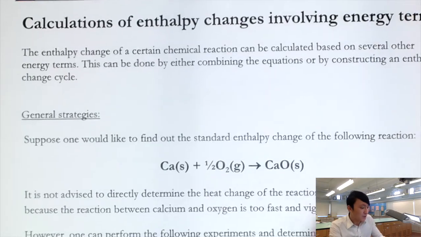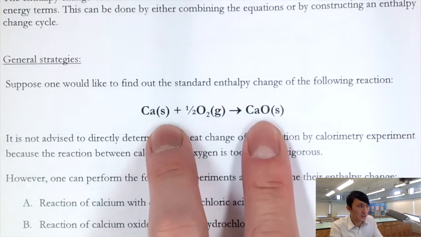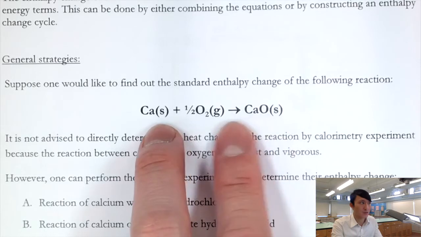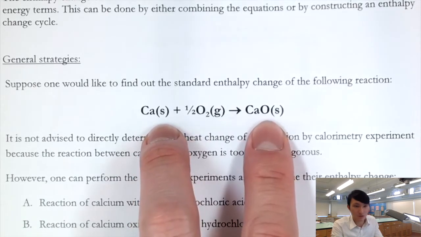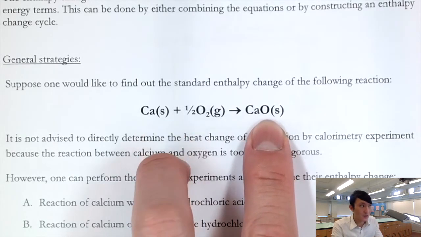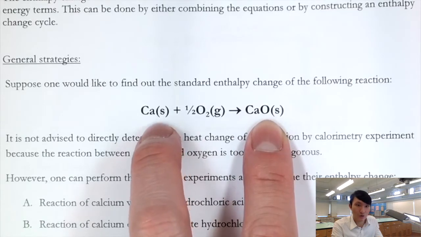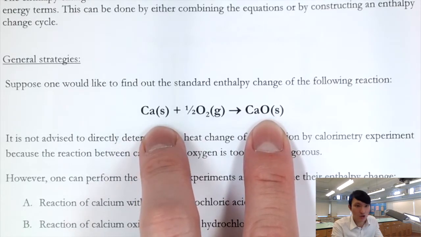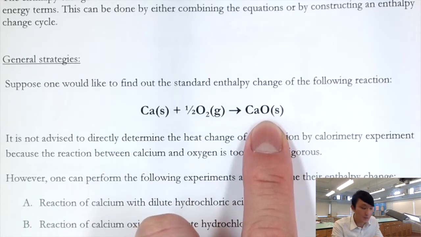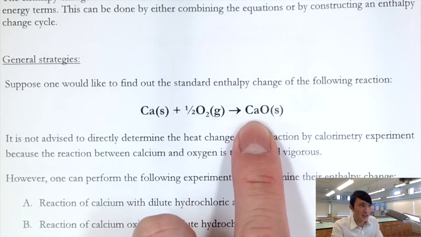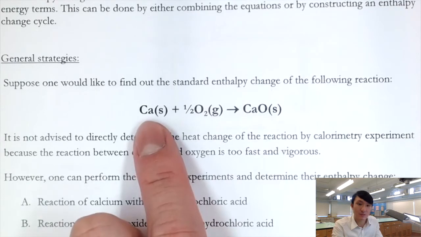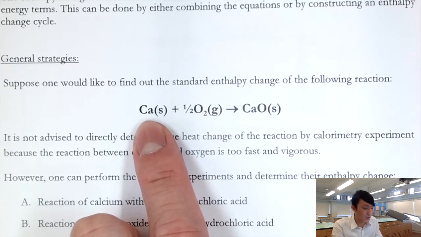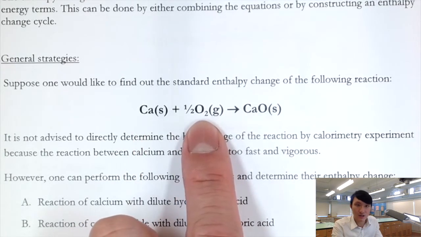Now, this time we are dealing with this reaction. Calcium reacts with oxygen to form calcium oxide. You realize that this one is the thermochemical equation for the standard enthalpy change of formation of calcium oxide. However, this again is not suitable to be determined by a calorimetric experiment, because calcium is quite a reactive metal. So when it reacts with oxygen, it reacts very fast and vigorously.